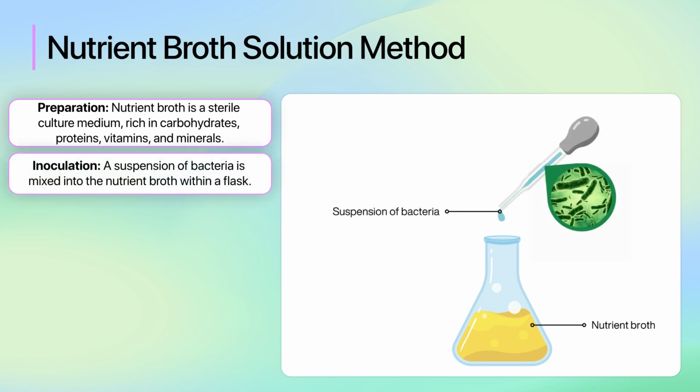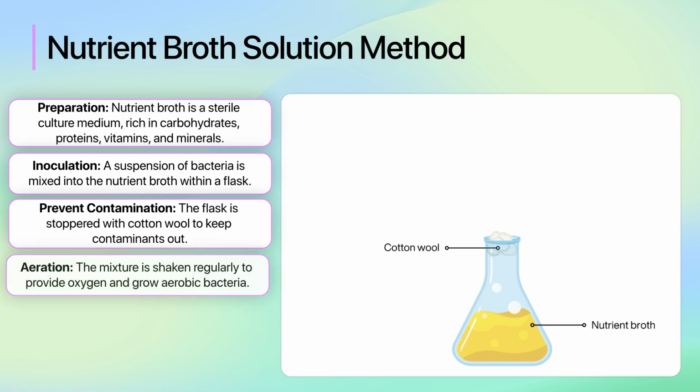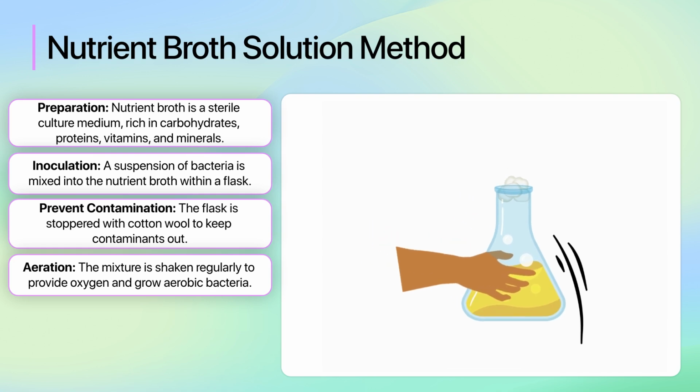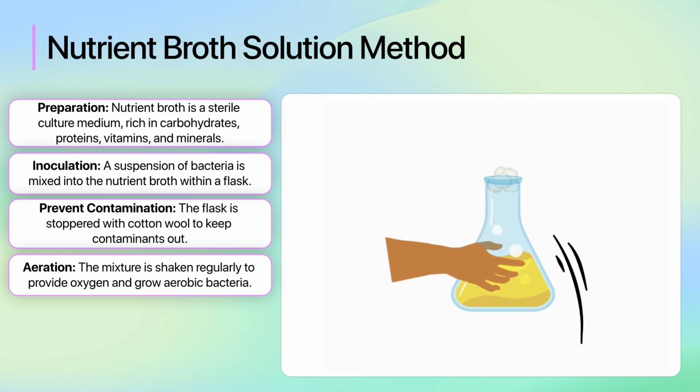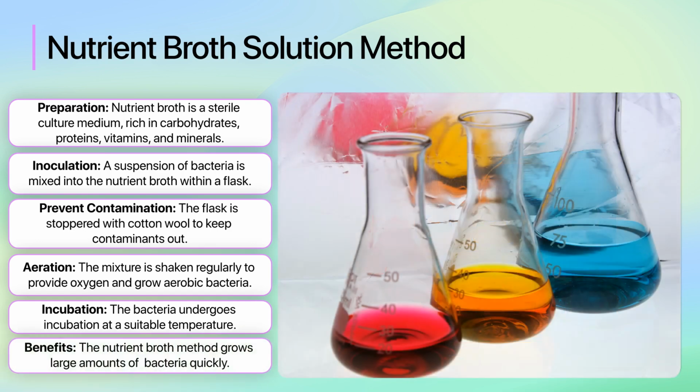Next, a suspension of bacteria is mixed into the nutrient broth within a flask. This is known as inoculation, as an infectious material is introduced. To prevent contamination, the flask is stoppered with cotton wool, as this keeps contaminants out. Next, the mixture is shaken regularly to provide oxygen, promoting the growth of aerobic bacteria. This stage is known as aeration. Finally, the bacteria undergoes incubation, during which the flask is placed in an incubator at a suitable temperature to allow bacterial growth. The nutrient broth method is useful for growing bacteria quickly and obtaining a large number of bacterial cells in a liquid medium.